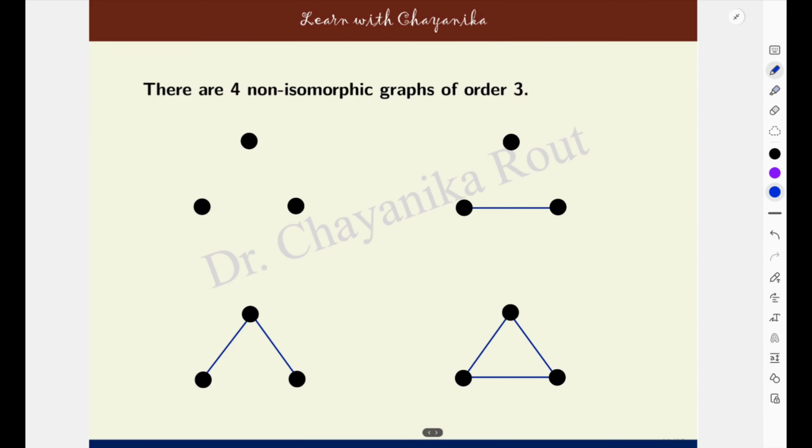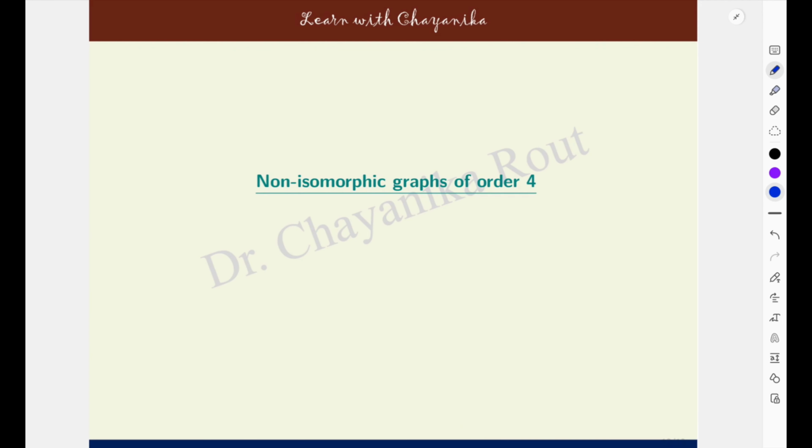So there are 4 non-isomorphic graphs of order 3, one with no edges, another with a single edge, the other one with 2 edges, and lastly the one with all the 3 edges, the complete graph. You can keep in mind that while creating the non-isomorphic graphs of a certain order, you should start with the graph having no edges and you should end with a graph having all the possible edges, considering the graph to be simple. That is, you start with the edgeless graph and end with the complete graph of that particular order. Let's see the next non-isomorphic graphs of order 4.